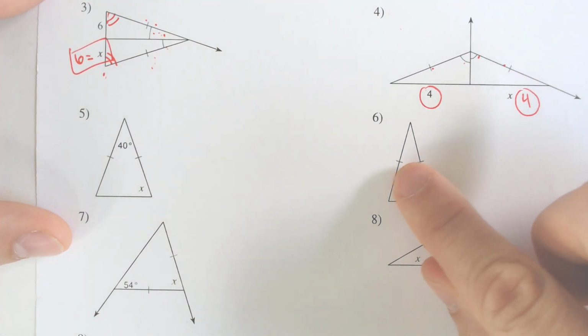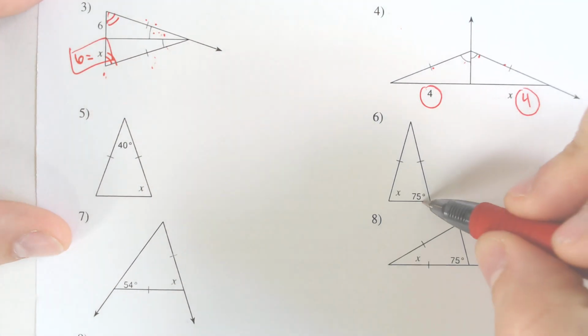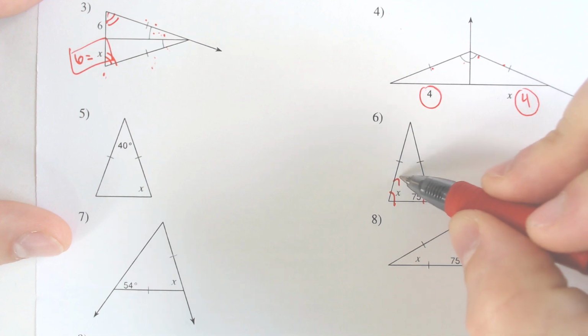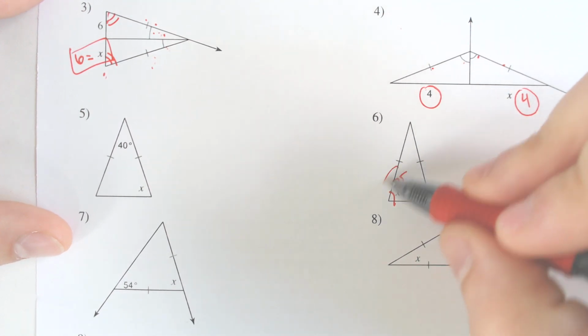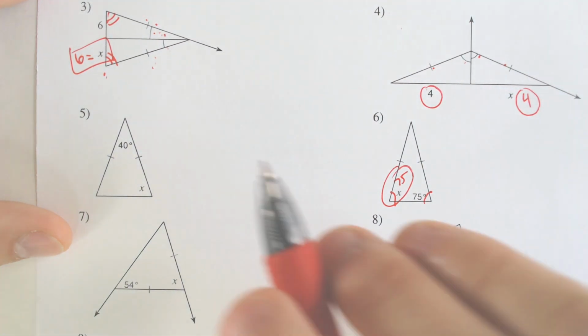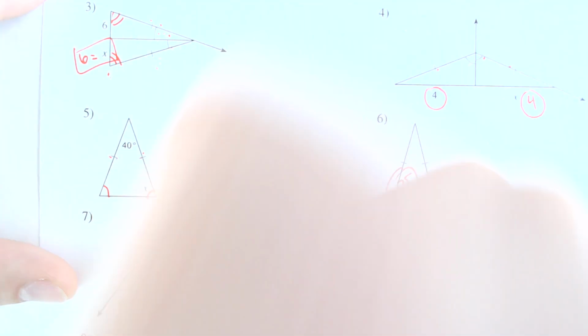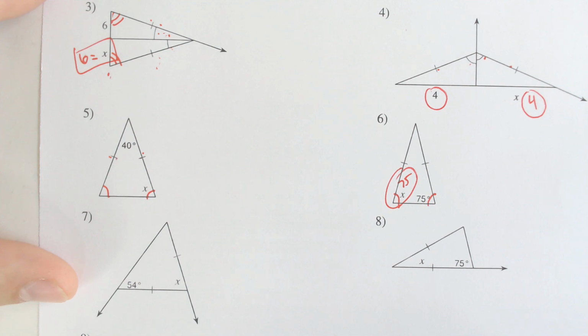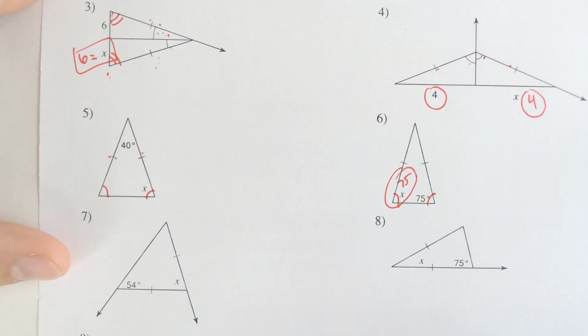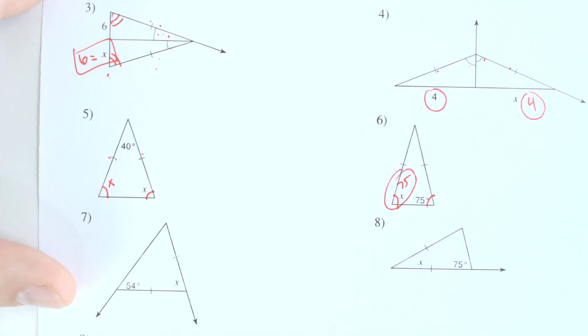See how these two sides are equal? If this is 75, this must also be 75 degrees right there for x. Which leads me into number 5. These two sides are equal, which means both of these angles must be equal to each other as well. So there are two ways to deal with it. I recommend doing what I'm going to do first, and then I'll show you the trick.